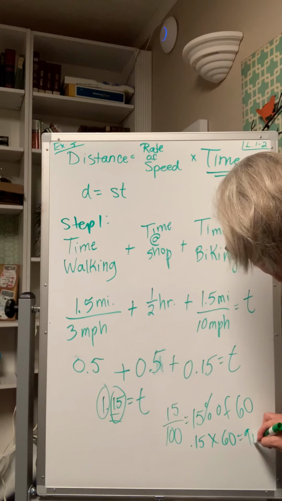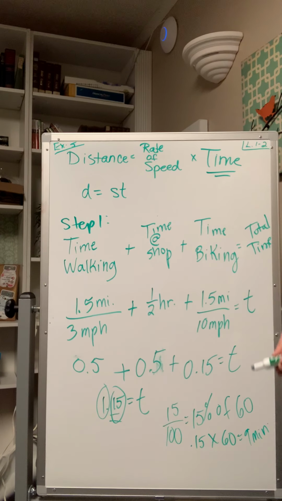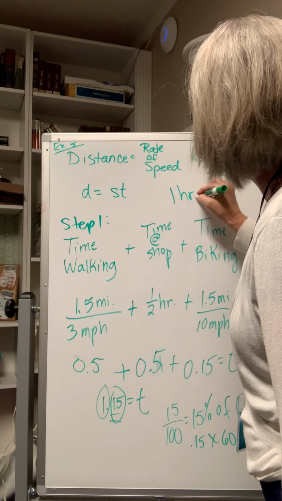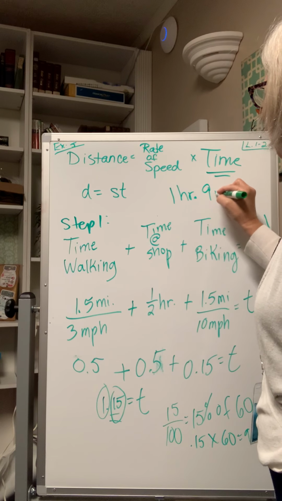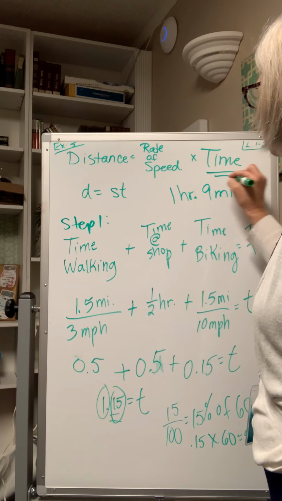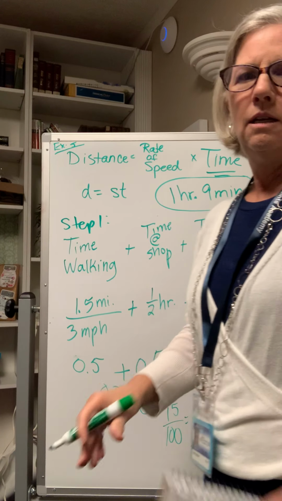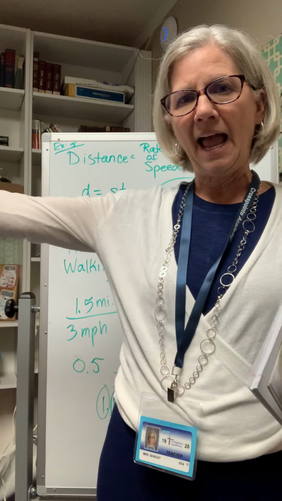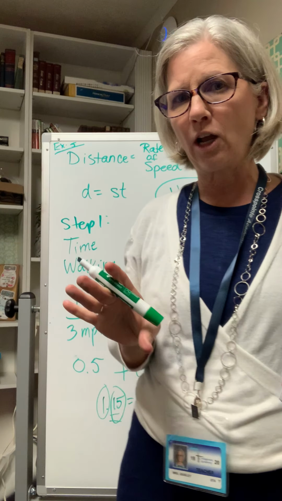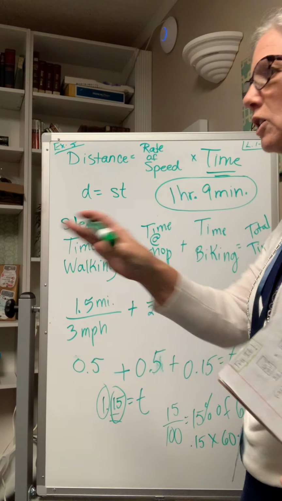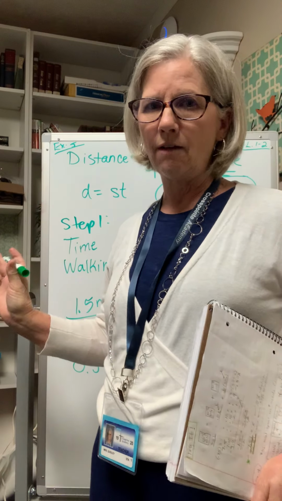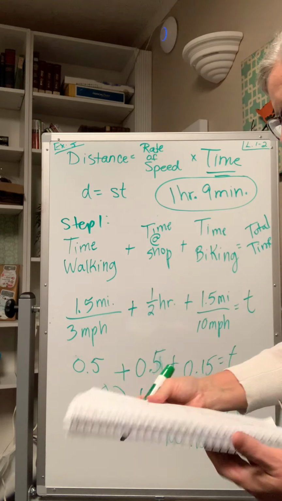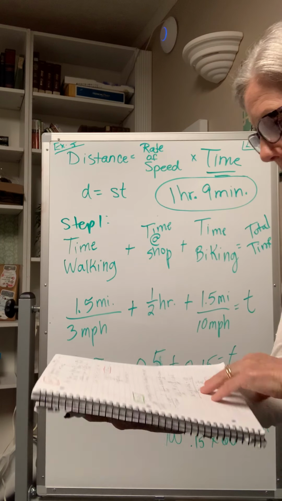9 minutes. So therefore, it took her 1 hour, I'm going to squeeze it in right here because my board's so small, 1 hour and 9 minutes to leave her house, walk to the bike shop, spend a half an hour at the bike shop, and then ride her back home. Took her 1 hour and 9 minutes. The question was, could she do all this stuff in less than an hour? So no, she couldn't, because it took her 1 hour and 9 minutes. So that's how you would figure that problem out.